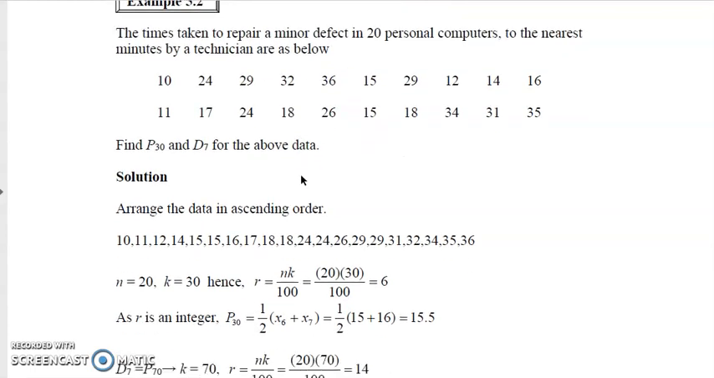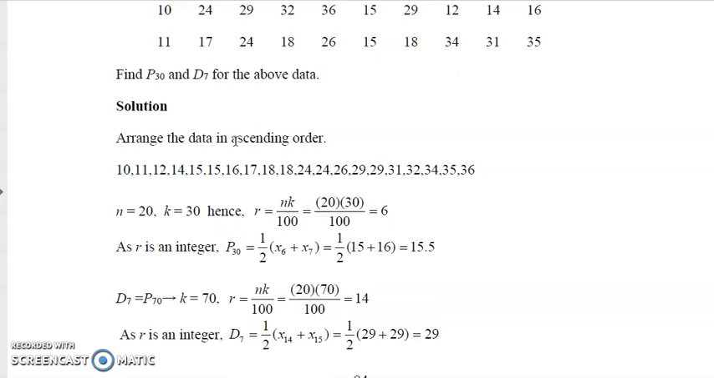So example 5.2 is still ungrouped data. The times taken should be kept in mind. They differ across 20 computers, measured in minutes. The n is 20, so we need to find the P30 and the D7.